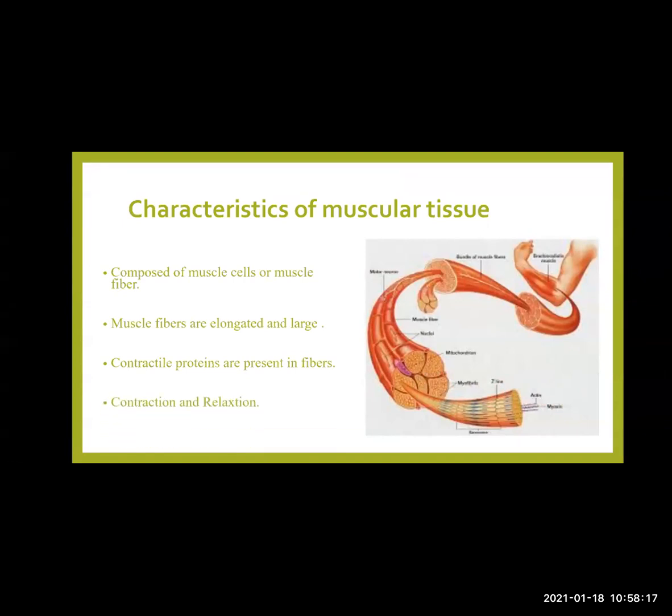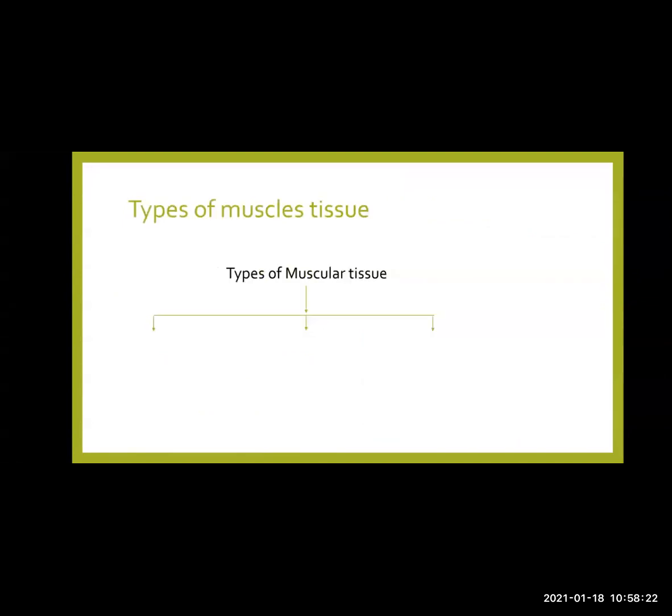Its major function is contraction and relaxation. Now, types of muscular tissue. Based on the function and composition of the muscular tissue, it can be classified into three different types. The first is known as striated muscles.